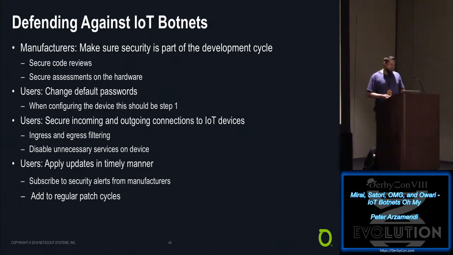From the user side, the basic thing we can do is change the password right away. Let's not leave those default passwords like admin and let our devices be used as a bot. From an enterprise perspective, if we're using DVRs or IP-based cameras, let's do ingress and egress filtering, simple things that prevent anybody on the internet from attacking. There's no reason that anybody on the internet should be able to access my DVR or my IP-based camera.